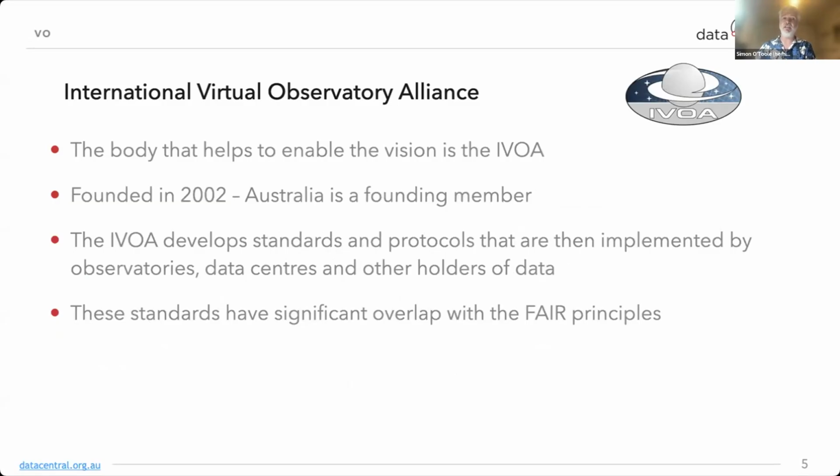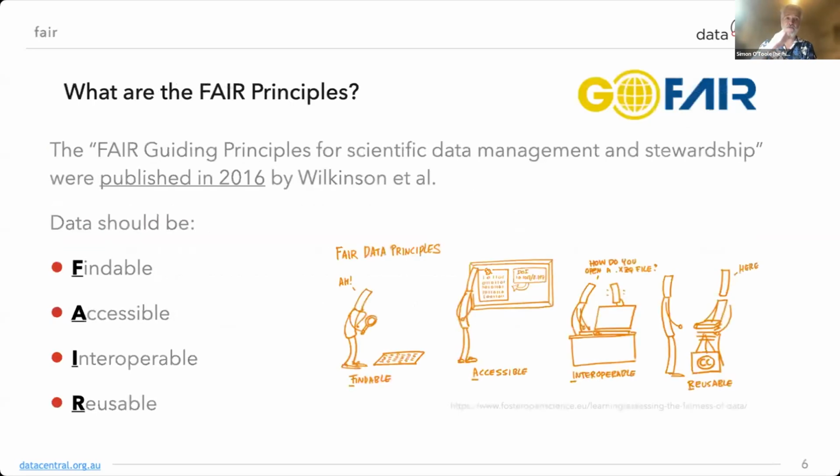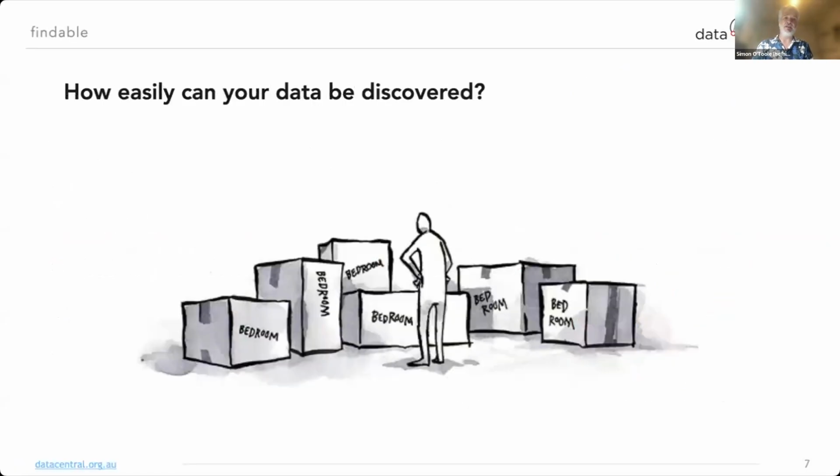And you've already seen examples from Chris Onken looking at the TAP service, which is one of these standards, and ADQL, we've heard a little bit about that as well. ADQL is an IVOA standard. And these standards have significant overlap with the FAIR principles. There's a Nature paper here that's linked, and these slides will be available, but basically, data should be findable, accessible, interoperable, and reusable.